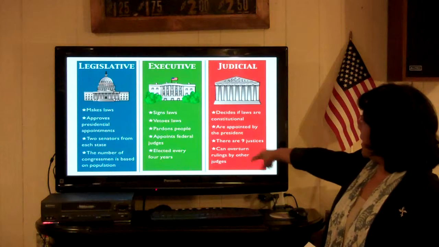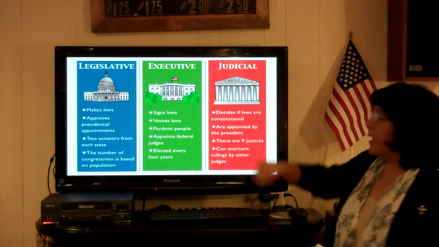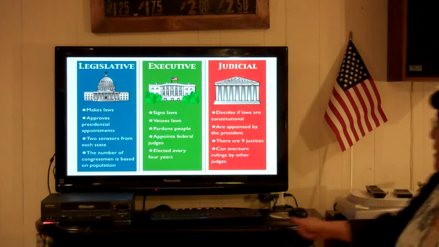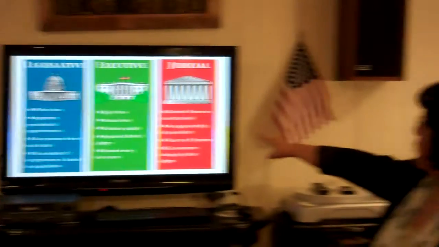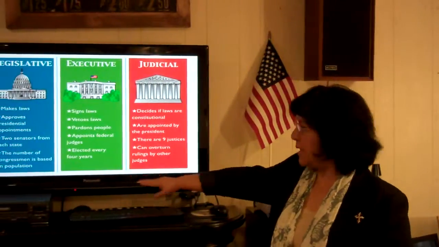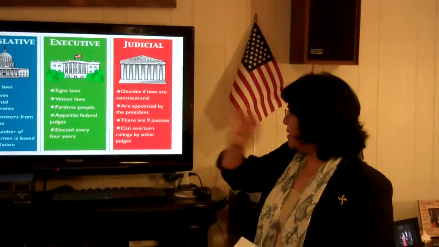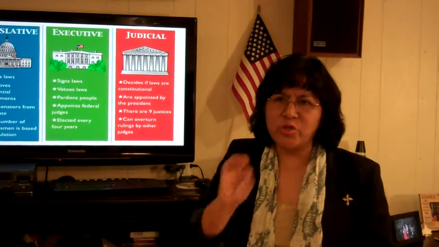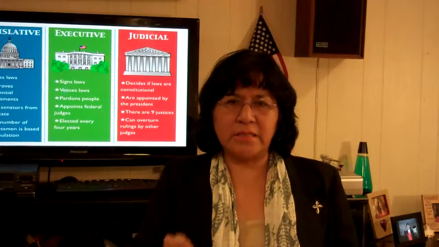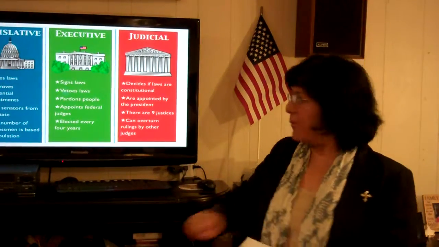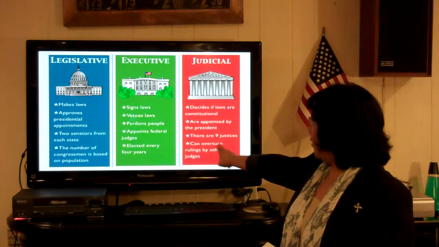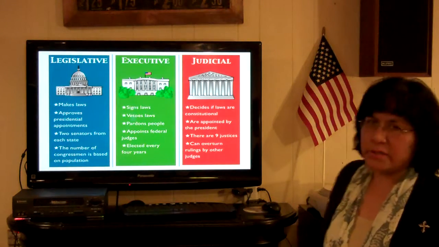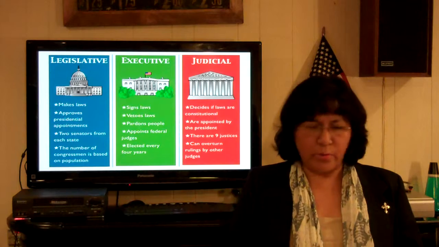Now, the judicial branch decides if laws are constitutional. The other thing is that they are appointed by the president. And there are 9 judges. That's one of the questions. For sure, 9 judges are going to be on your exam. That question is always there. They can overturn rulings by other judges, in any court.